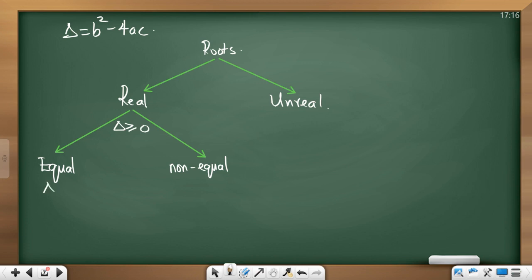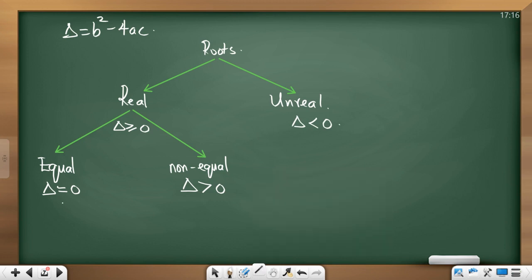Now, if we split it, when your discriminant is equal to 0, your roots are real and equal. When your discriminant is greater than 0, they are real and not equal. For example, the question we did in 1.1.2, our second question, we had two answers, 2,79 and negative 1,79. Those numbers are not equal, yet they are real. And here, less than 0, the roots are unreal.